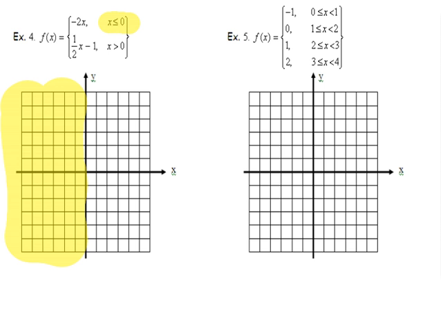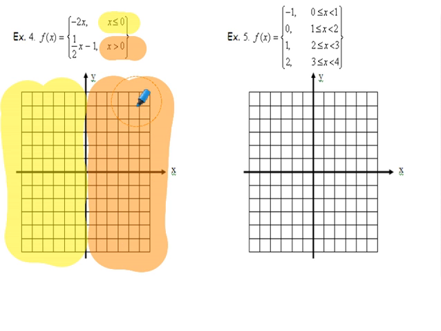On the other side, x is greater than 0. We will be using the function f(x) equal to 1/2 x minus 1. I hope you like my colors. Let me now use black and try to do a really thin line just so that I can graph, and then later I will trace only the parts that truly are part of this function f.